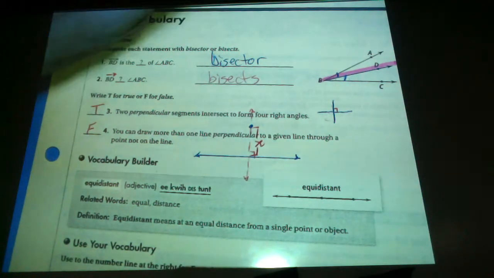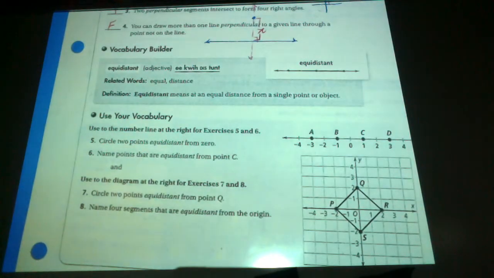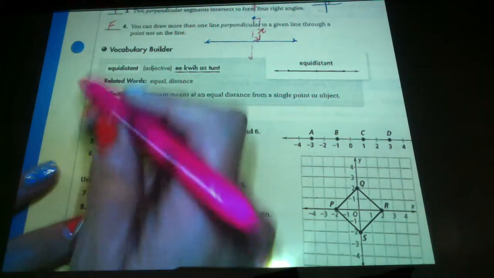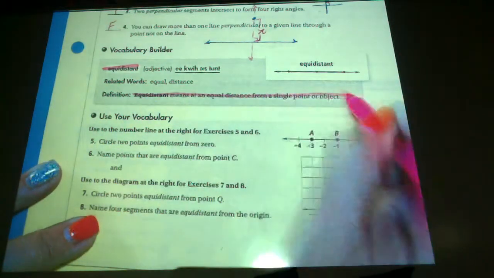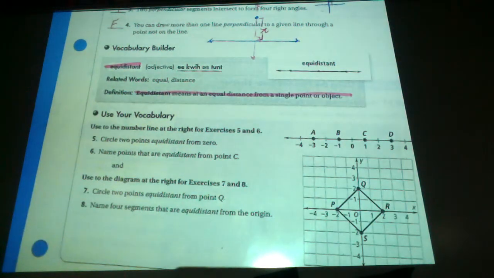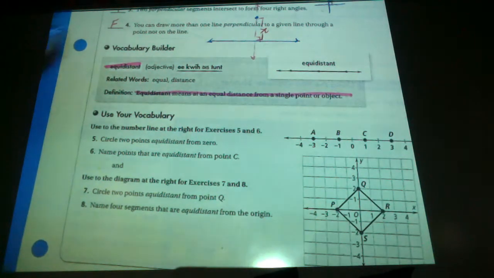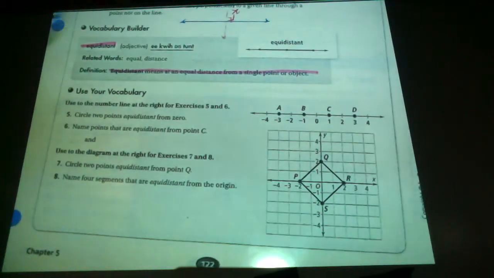So then your vocabulary today is equidistant. What does equi mean? Equal. The same. Distant? Distance. So it means same distance. So we're going to use that a lot today. Equidistant means you're an equal distance from a single point or an object. So as you look at the two diagrams below, you can be equidistant from any point on this number line.